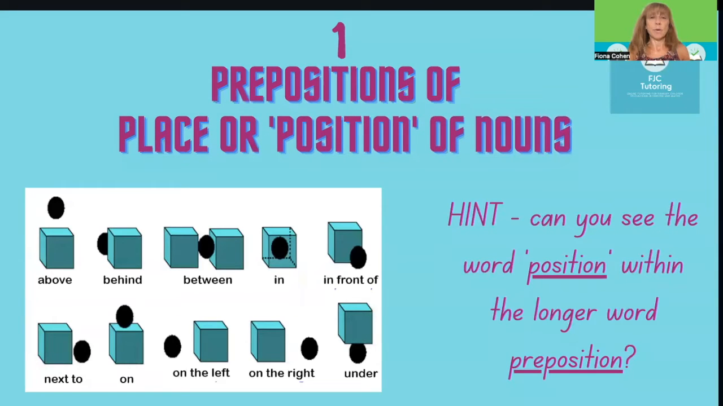So the first type of preposition we're going to learn about today is a preposition of place, or the position of a noun. And there's a good way of remembering this word preposition, because did you notice that the word position is actually within the word preposition? So if you come across that question in a test, what is a preposition? I've forgotten. Well, think about it, look at the word. Position is part of preposition. It's always going to be something to do with place or position.